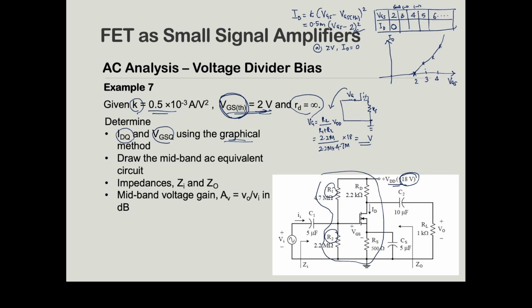Next, what you have to do is perform the KVL equation. So the KVL equation will be VG equals VGS.